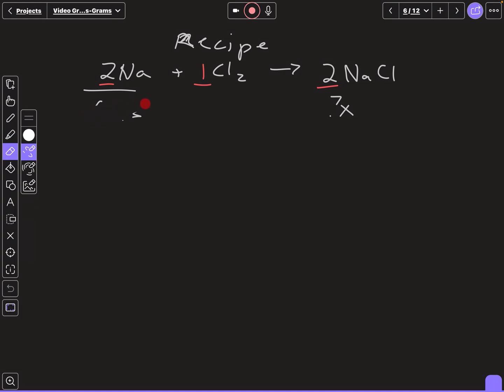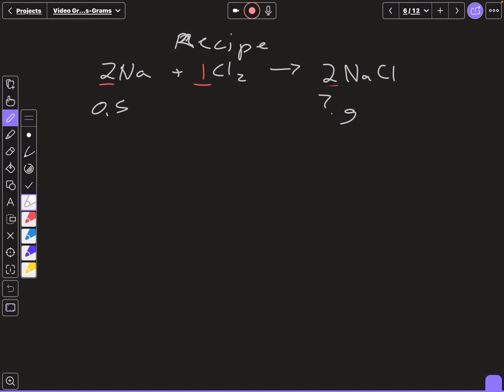And then we took it a step further and came up with two-step problems and said, well, if I have 0.5 moles of Na, how many grams of NaCl will be produced? In that case, we just went from moles of Na to moles of NaCl using the balanced equation, and then multiplied by the molar mass to get the grams.